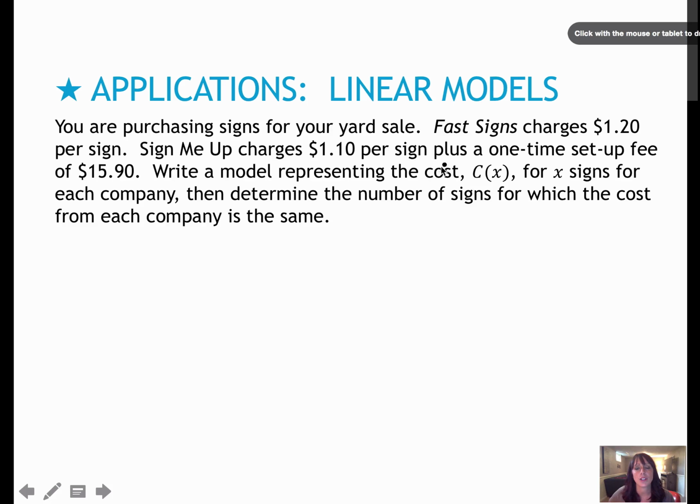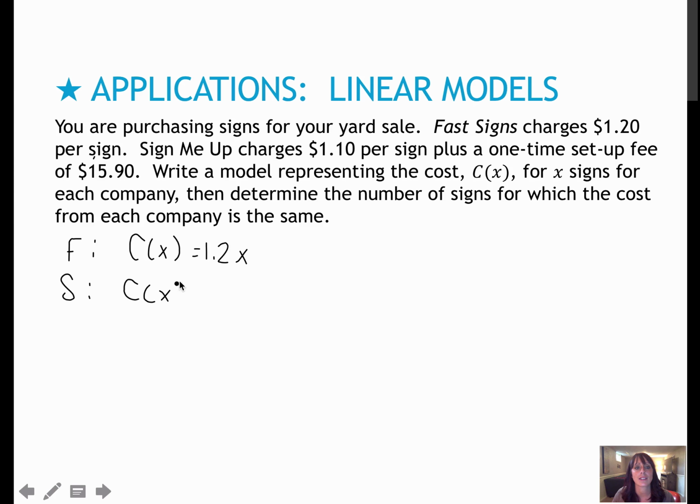So here you're having a yard sale and you're trying to purchase some signs, and Fast Signs charges you $1.20 per sign. Sign Me Up charges $1.10 per sign plus a one-time setup fee of $15.90, which seems a little steep. Write a model representing cost for each, and then determine the number of signs for which the cost from each company is the same. So let's start with Fast Signs. My cost is simply $1.20 per sign, and X represents signs. For Sign Me Up, I've got C of X equals my $15.90 plus $1.10 per sign.